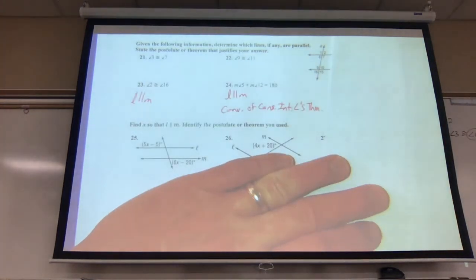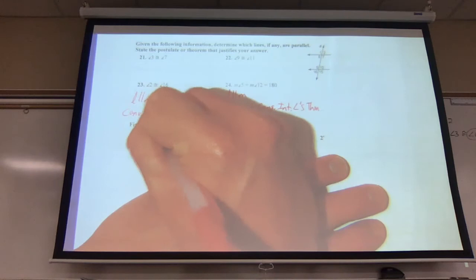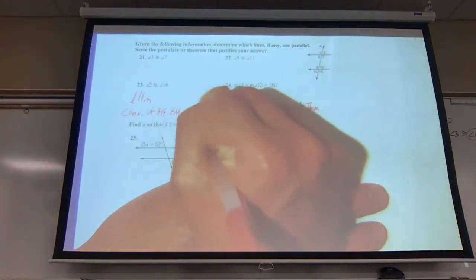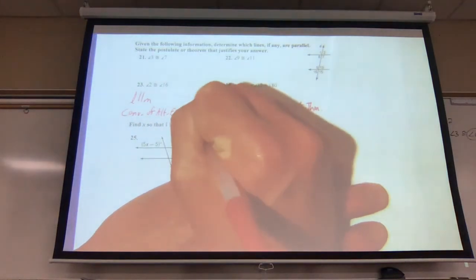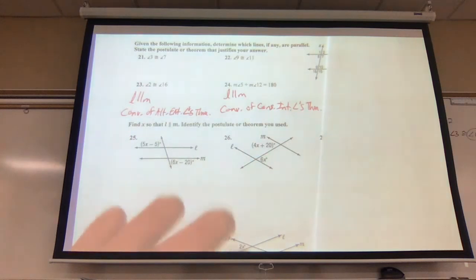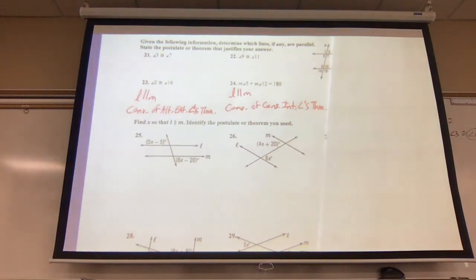And since they're alternate exterior angles, this is the converse of the alternate exterior angles theorem. And again, if you just called it alternate exterior angles theorem on the test, that would be okay. As long as you're identifying that we're using alternate exterior angles, I'm good with that. Any others on 21 to 24?